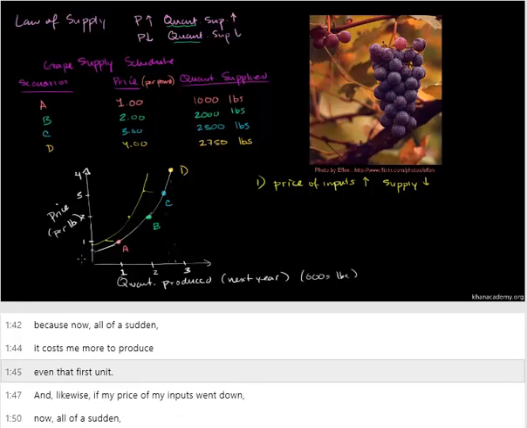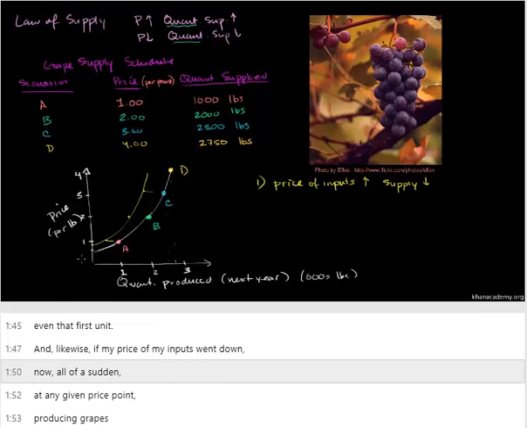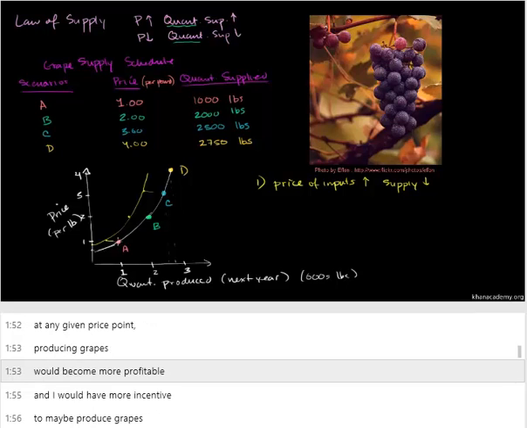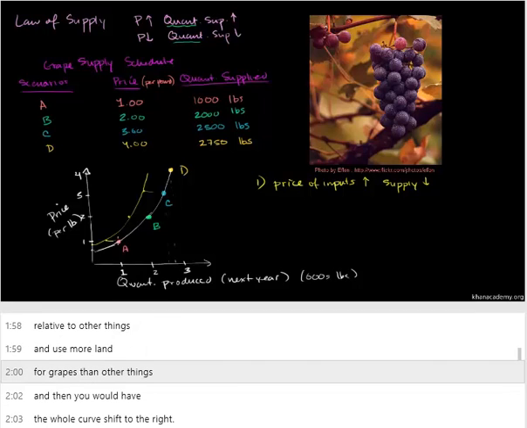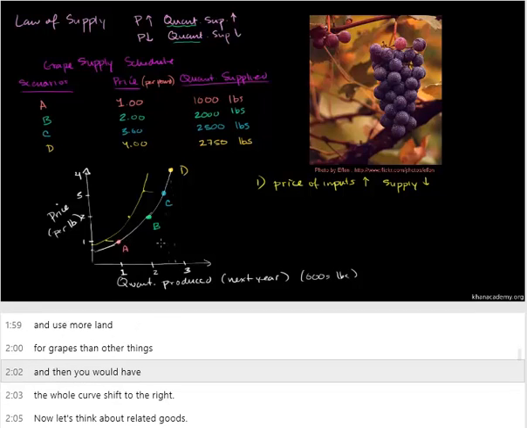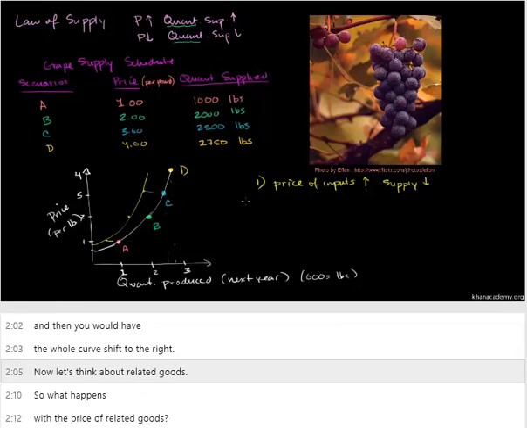because now all of a sudden it costs me more to produce even that first unit. And likewise, if the price of my inputs went down, now at any given price point, producing grapes would become more profitable, and I would have more incentive to produce grapes relative to other things and use more land for grapes, and then you would have the whole curve shift to the right.